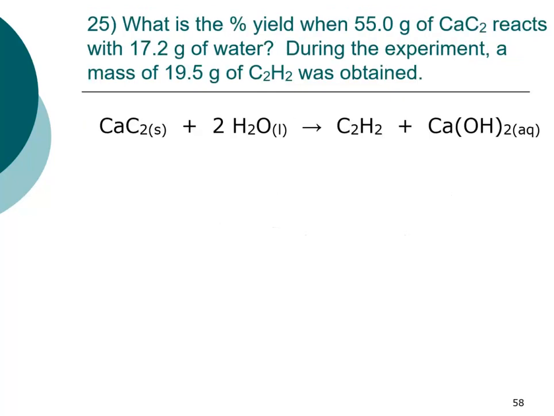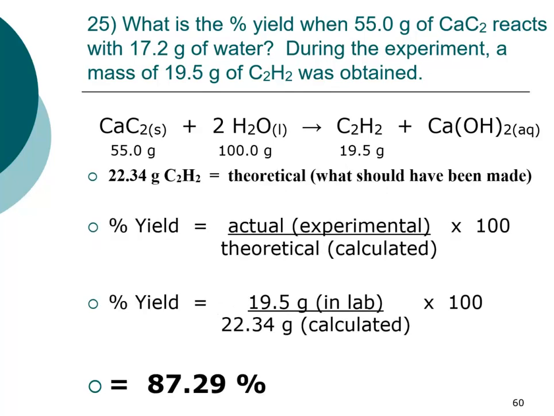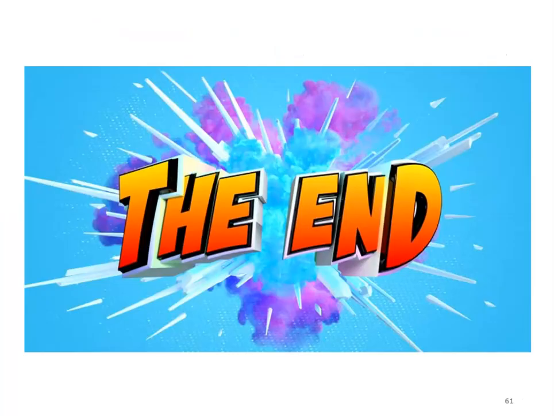25. So here you have to find the limiting reactant, then find the number of grams that would actually be produced. So this is a lengthy problem, and then you're going to do your percent yield. Okay, hopefully this helps you get ready for the stoichiometry test.